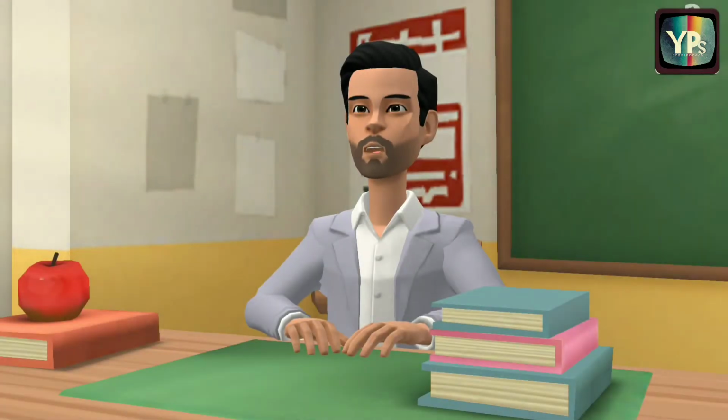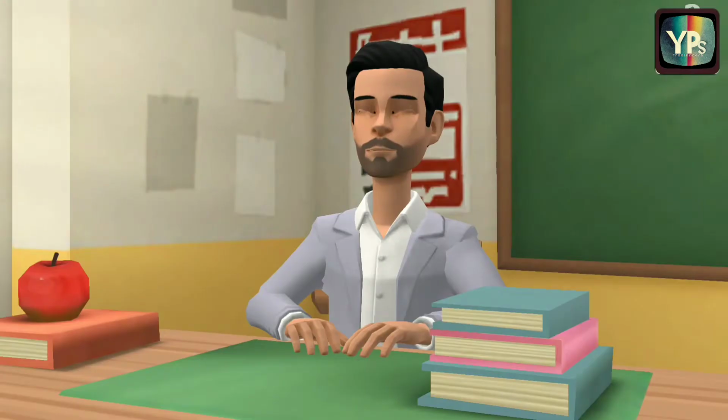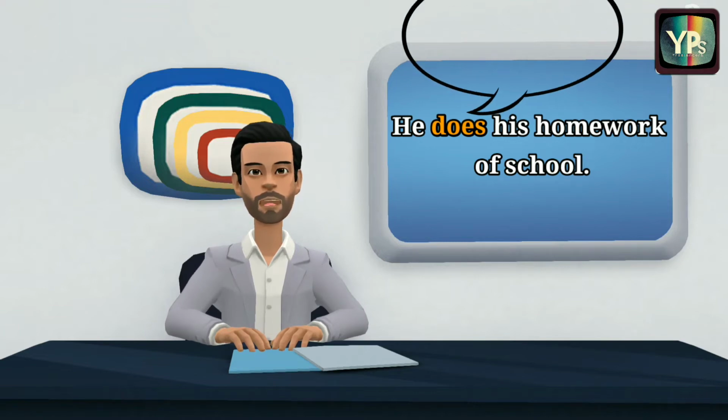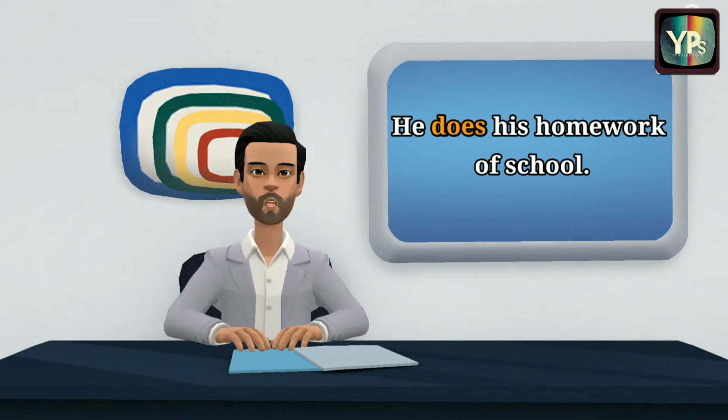Let's make some sentences with does. He does his homework of school. In this sentence, does is not a helping verb. Does is playing the role of main verb. Because in simple present tense we do not use any helping verb.